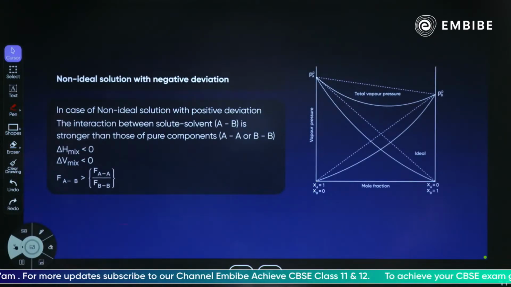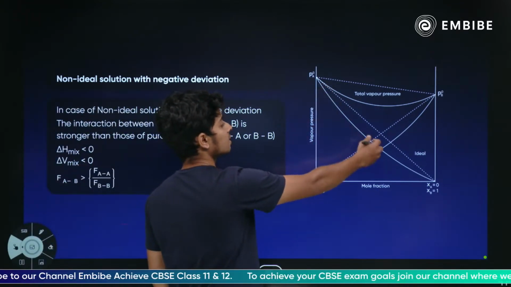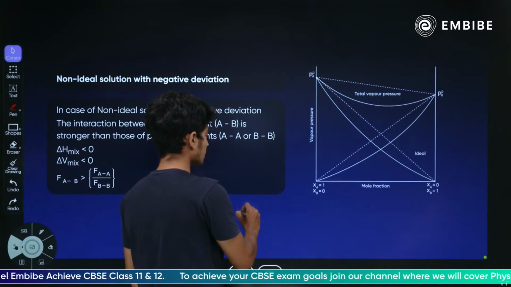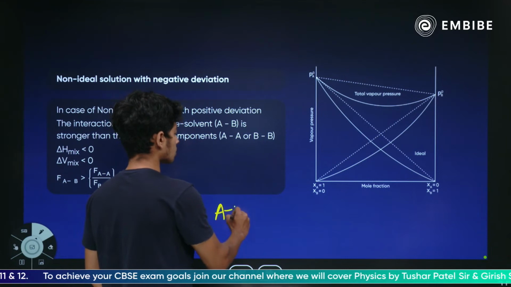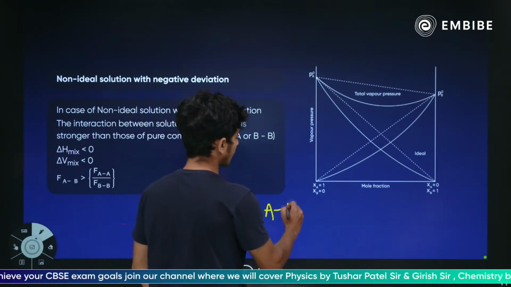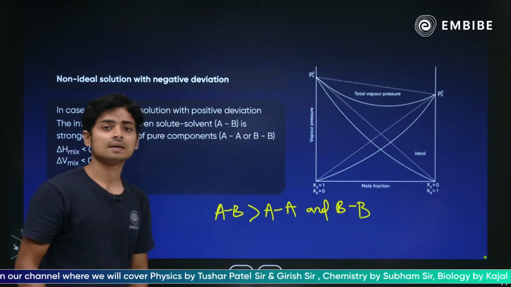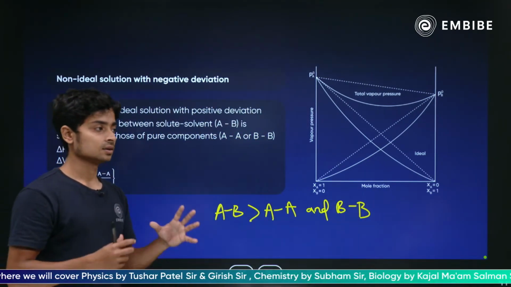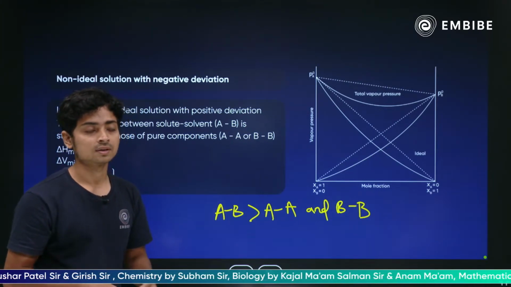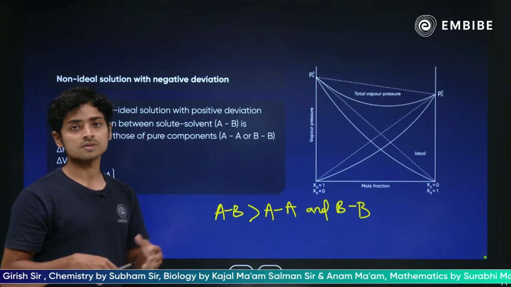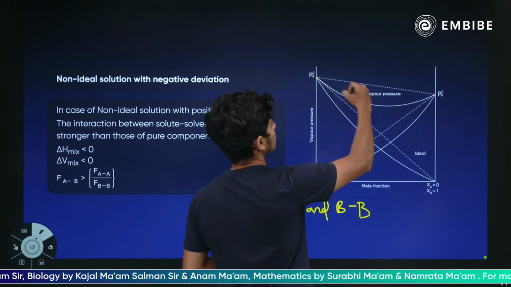So, non-ideal solution with negative deviation. Now it is just the opposite. In this non-ideal solution, your AB interactions are stronger than AA and BB interactions. So in the solution, the particles are held together by stronger forces of attraction. Stronger forces mean less of the particles go into the vapor phase. Less of the particles will go into the vapor phase.